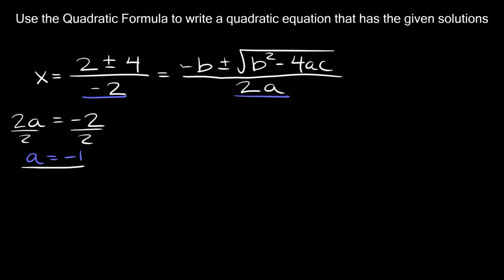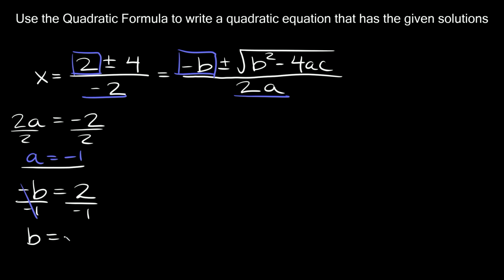Let's look for b. So here we have negative b. So we can set that to positive 2, right? So we're going to say that negative b is equal to positive 2. We'll divide both sides by negative 1. Those cancel out, so we get that b is equal to negative 2, right? There's a and there's b. Okay, and then lastly, let's solve for c over here.